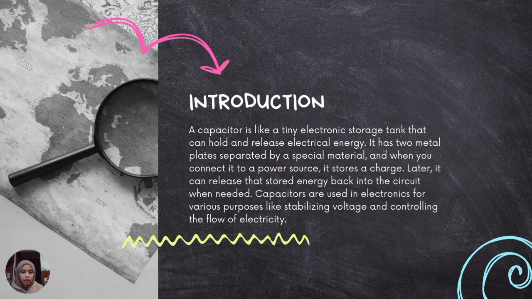So for the introduction, a capacitor is like an electronic storage tank that can hold and release electrical energy. It has two metal plates separated by a special material, and when you connect it to a power source, it stores a charge. Later, it can release that stored energy back into the circuit when needed. Capacitors are used in electronics for various purposes, like stabilizing voltage and controlling the flow of electricity.